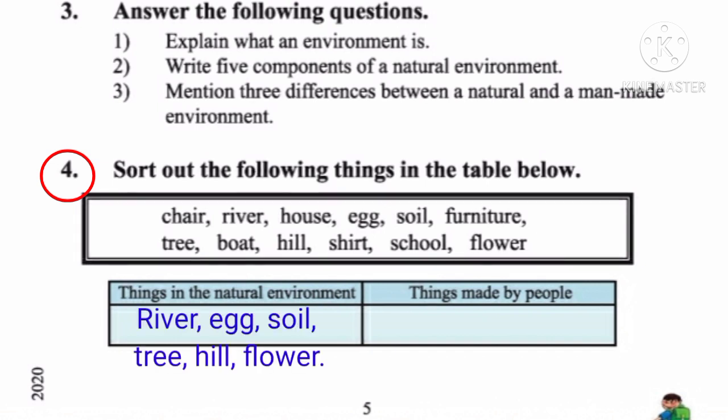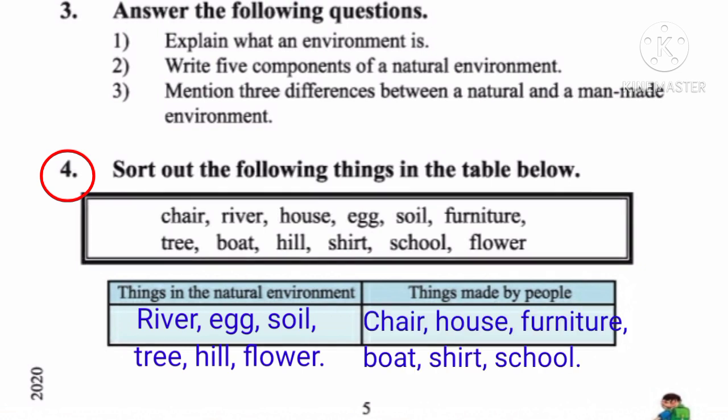River, soil, tree, hill, flower, egg, these all things you will write in the first column because these things are made by nature. Chair, house, furniture, boat, shirt, school. Yes, these things you will write in the second column because these all are made by people. So dear students, hope you all have finished your book exercise.